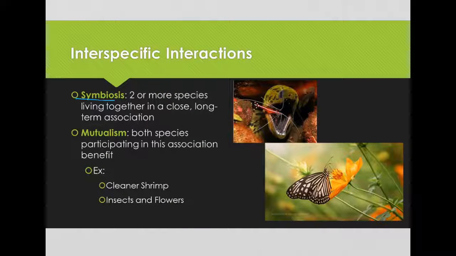A symbiosis is where two or more species live together in a close, long-term association, and mutualism is going to be a type of symbiosis where both species participating in this association benefit. For example, cleaner shrimp get food, and this eel gets its mouth cleaned, which is good for the eel. Insects and flowers: the insects, again, get food. The flower gets to be pollinated.